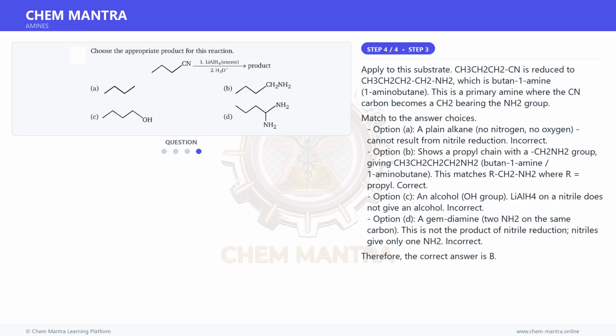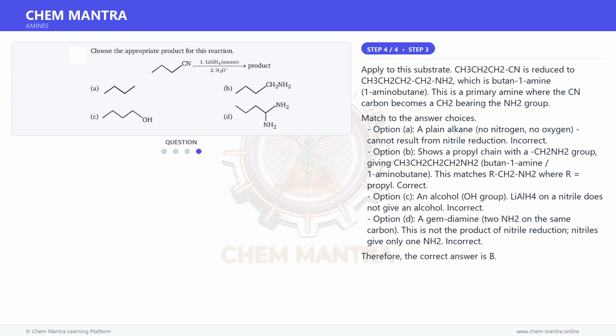CH3CH2CH2CN is reduced to CH3CH2CH2CH2NH2, which is butan-1-amine, 1-aminobutane. This is a primary amine where the CN carbon becomes a CH2 bearing the NH2 group. Match to the answer choices.